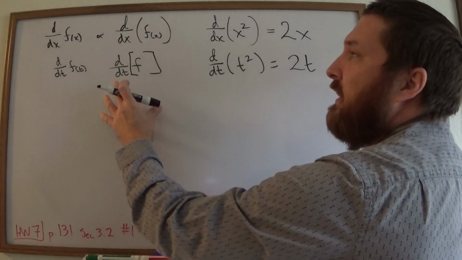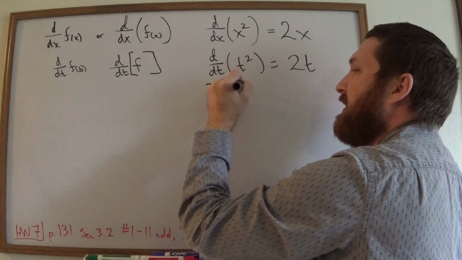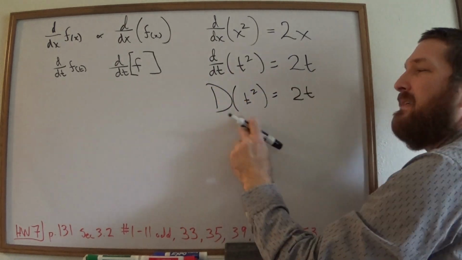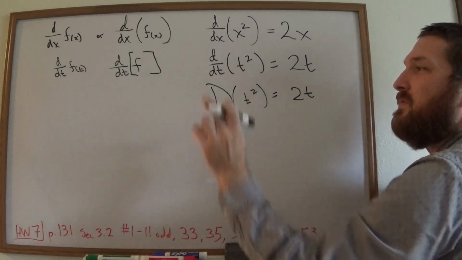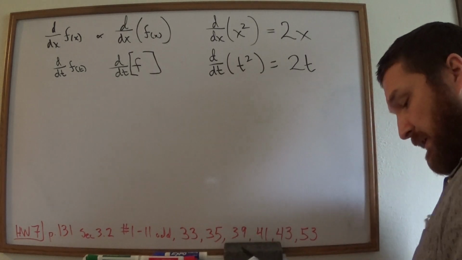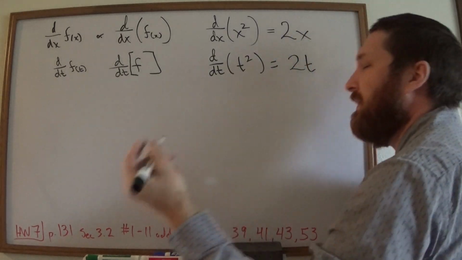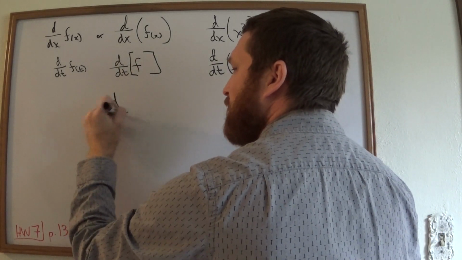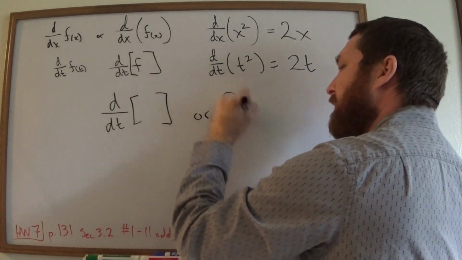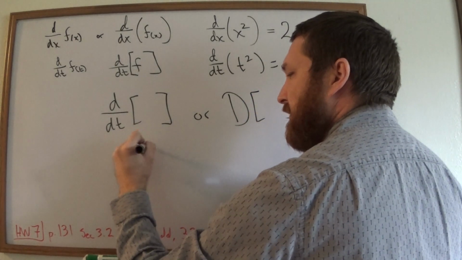Same thing if all of these were replaced with a capital D, right? Like if I had big capital D of some function t squared, I would say, yeah, 2t. You're not going to see this very often. We're almost always going to use this or the prime notation, which we've already seen and we'll get more into. But check this out. This is something I do want to say. These things right here, d dt of something, or big capital D of something, these are called operators.